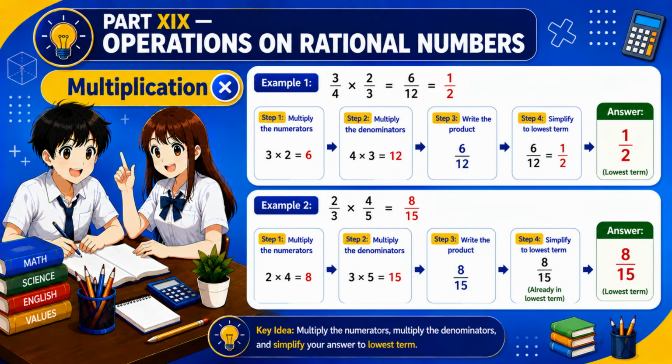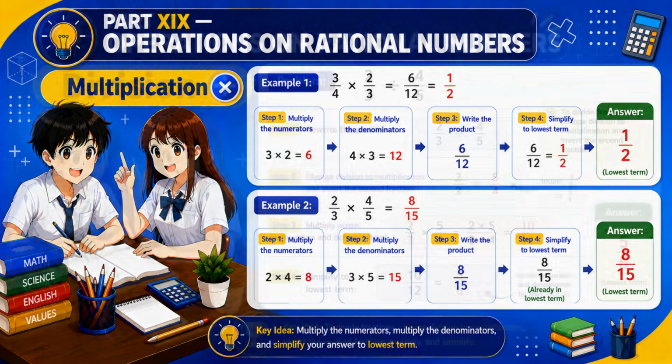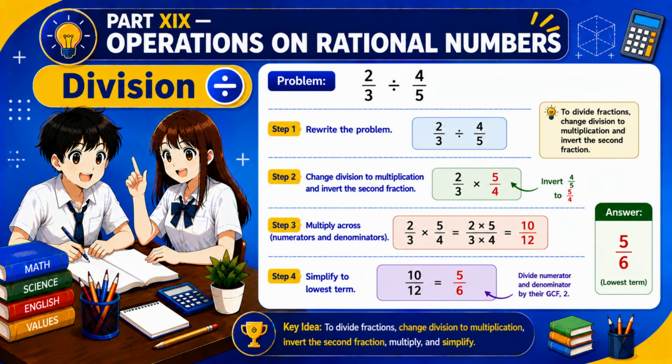For fraction multiplication, multiply the numerators and multiply the denominators. For division, remember, keep the first fraction, change division to multiplication, and flip the second fraction.